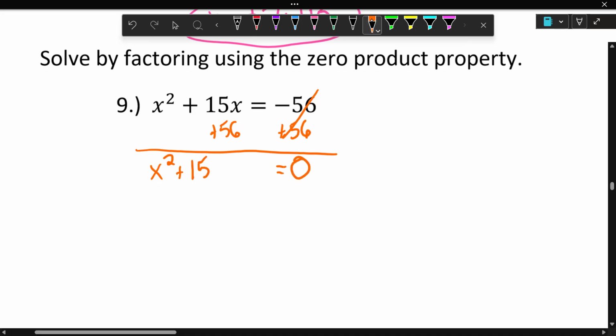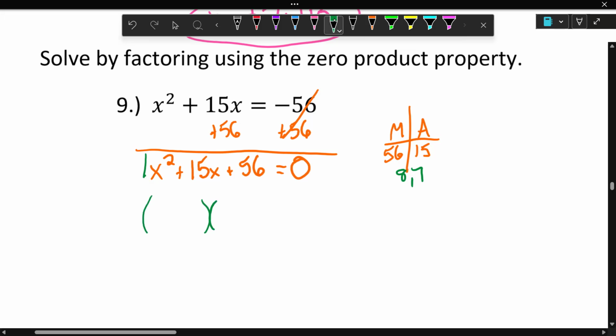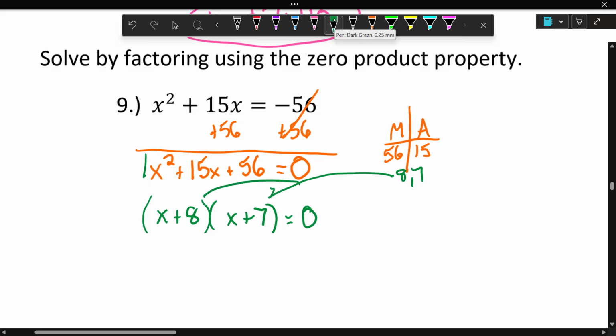Now there are no like terms on the left side, so we just put them in standard form: x squared plus 15x plus 56. We do our MA table. Two numbers that multiply to 56 and add to 15. That would be 8 and 7. And because the coefficient of x squared is 1, we can skip right here. So x plus 8, x plus 7. Just right from here to there.